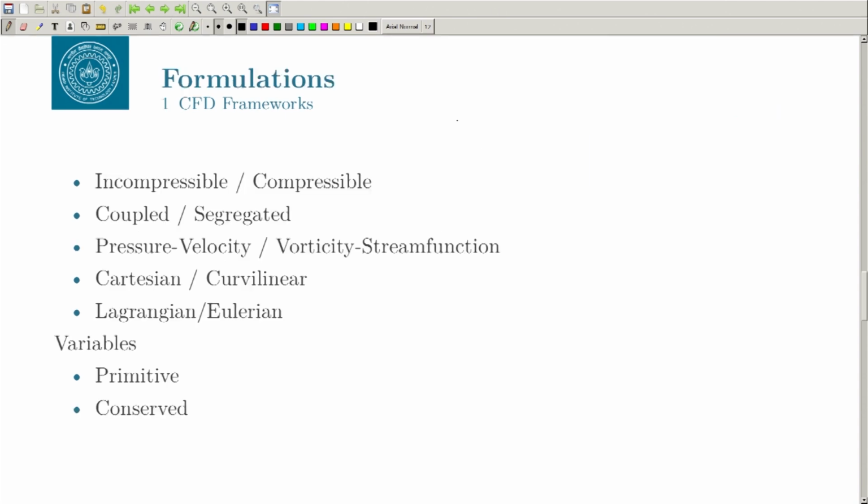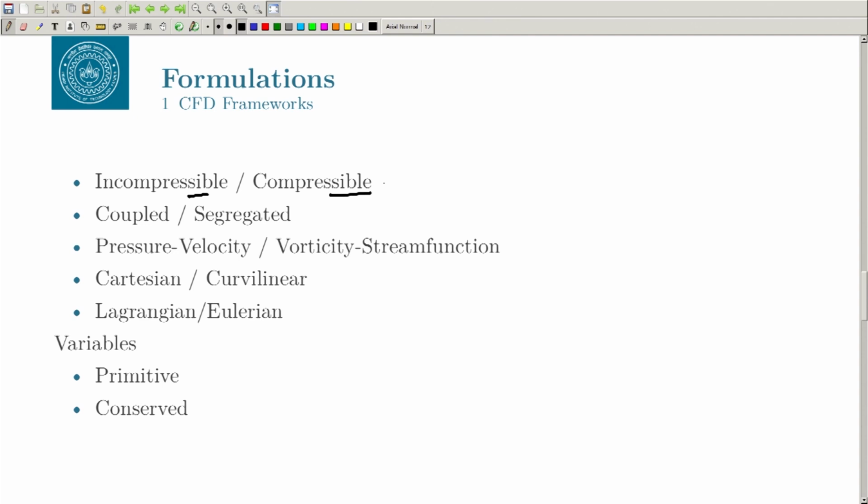Now, those were basically the approaches, but you can have different formulations also. You can use incompressible formulation or compressible formulation, depending on your requirement. And remember, there is a great difference between these two formulations. We will get into those details in the future lectures.